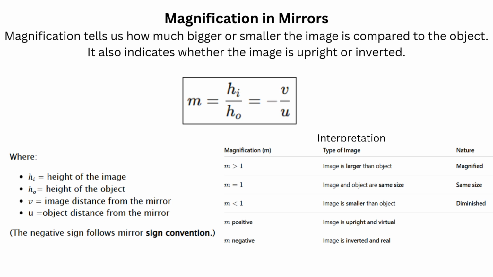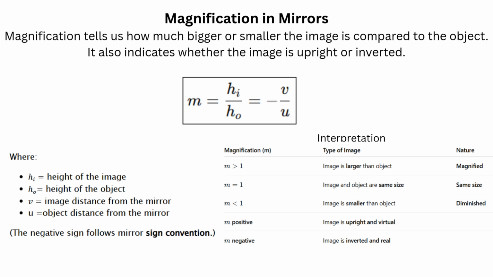Magnification in mirrors. Magnification tells us how much bigger or smaller the image is compared to the object. It also indicates whether the image is upright or inverted. Magnification is the ratio of the height of image to the height of object, and also equals minus of image distance from the mirror divided by object distance from the mirror.